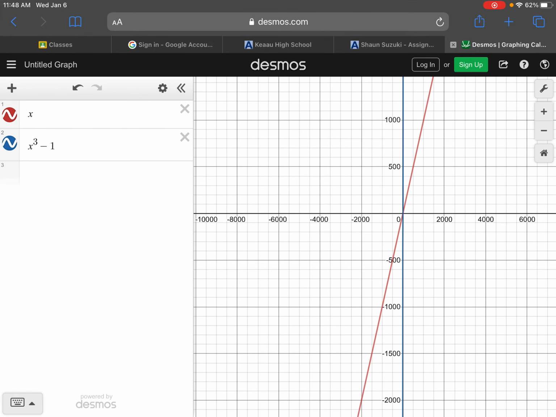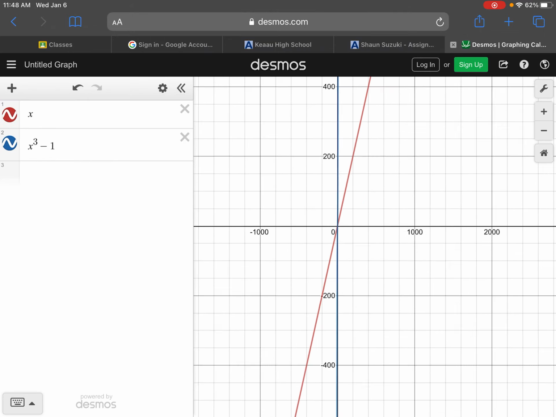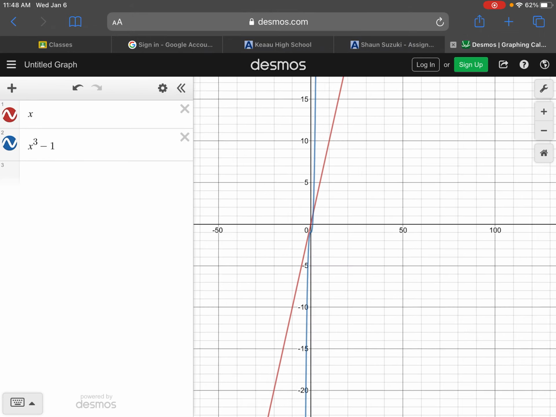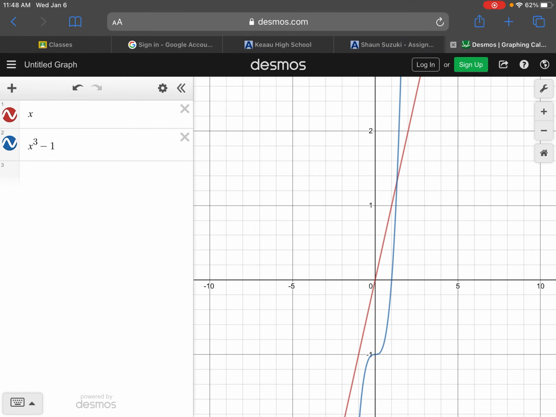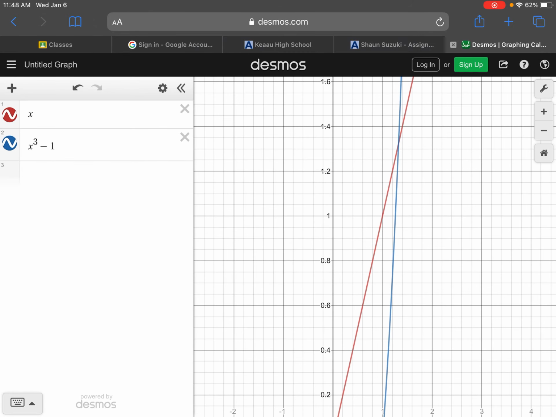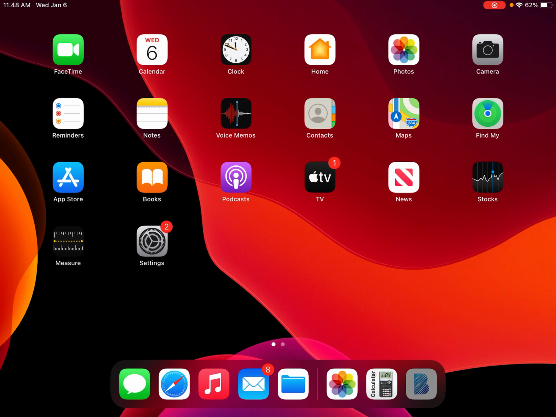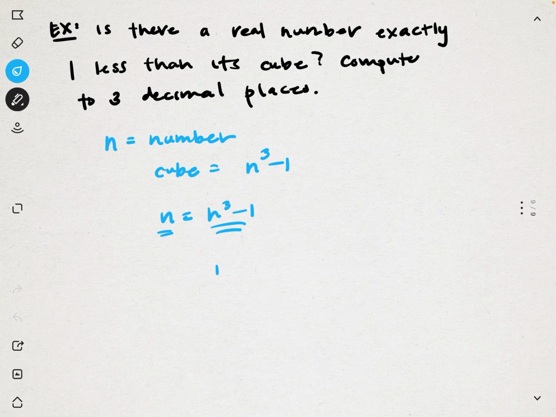Okay, let's find their graphs here. Whoa, that's zoomed way out. Okay, so it does look like they have an intersection, and that intersection is at about 1.3247. Now let's just round it, 1.325. Pretty cool, right?